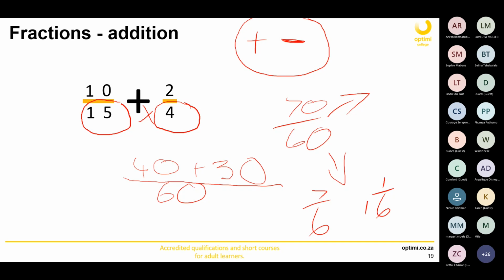And then you start simplifying. You can go to the root of saying divided by 2, divided by 3, 4, 5, 6, 7, 8, 9, 10. I just did 10 immediately because if it's got a 0, you can divide by 10. So 70 divided by 10 is 7, 60 divided by 10 is 6. And then you make it a mixed number by saying, how many times does 6 go into 7? Once, and what is left is 1 over 6.